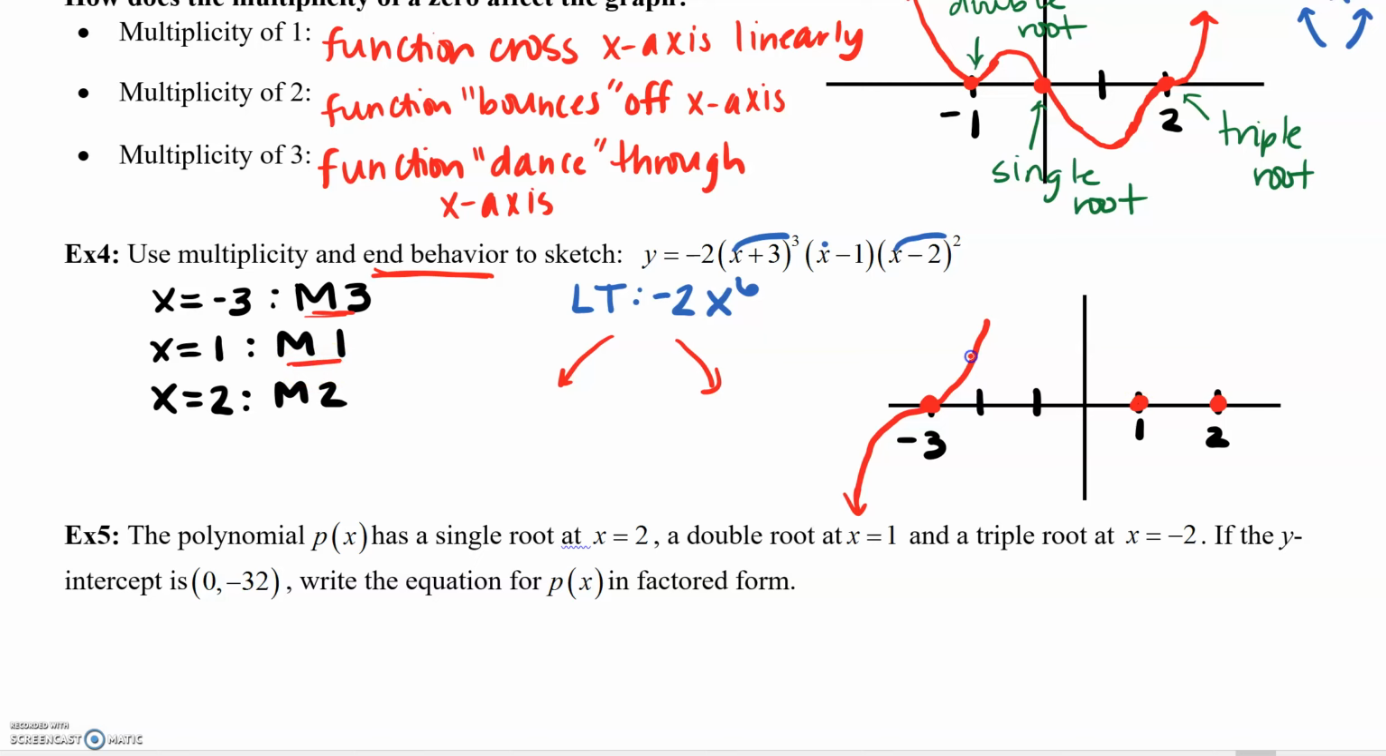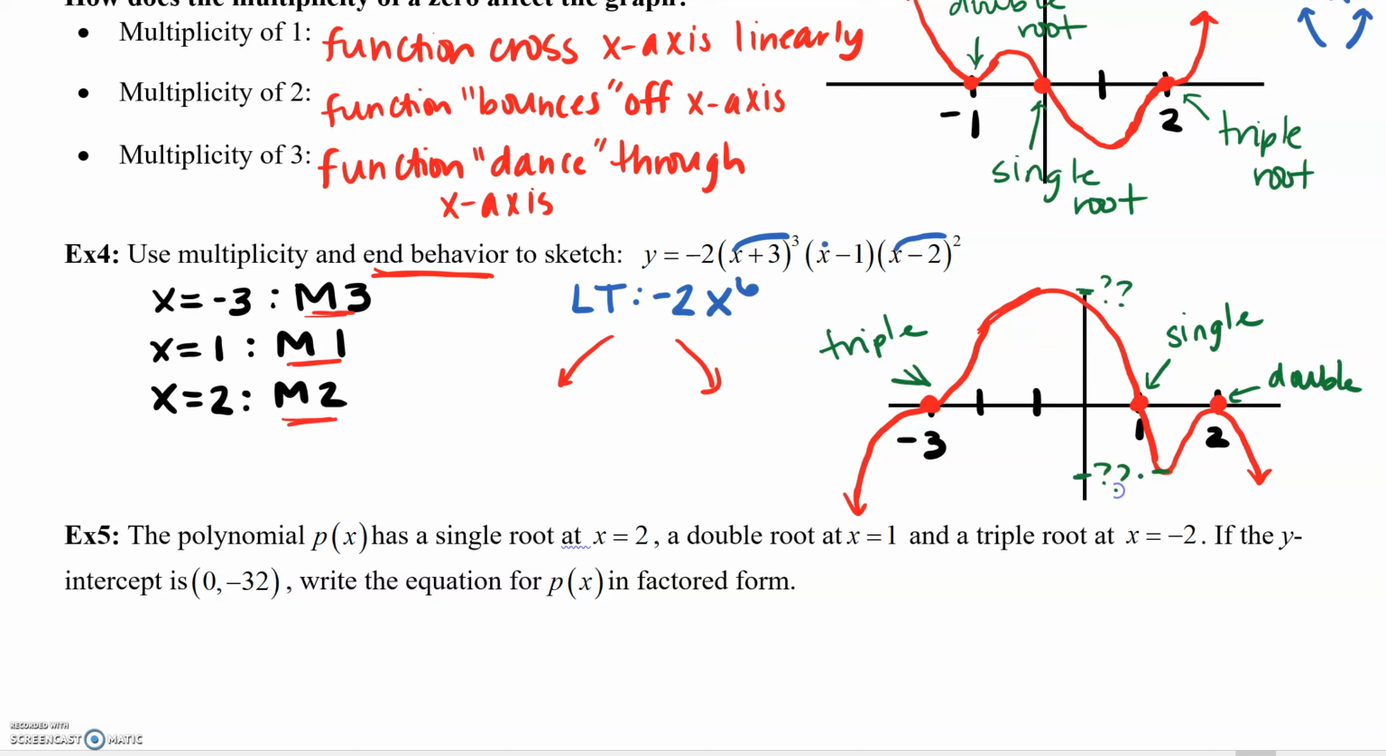So somewhere in here, this graph had to have a maximum. I don't exactly know where it was, but it had to have a maximum so that it could come back down. In order to get to 2, which was a double root, there had to be a minimum. And then because it's double root, it's going to bounce off and continue. So again, I have a triple root that dances through the x-axis. I have a single root that goes through linearly. And I have a double root that just bounces. I don't know where these relative maximums or minimums are. All I know is that they occur somewhere between the x-intercepts.